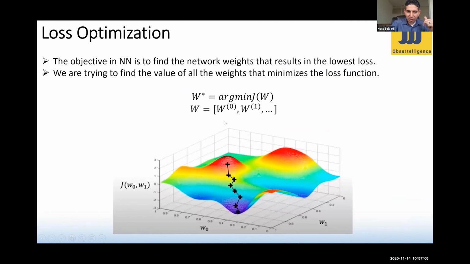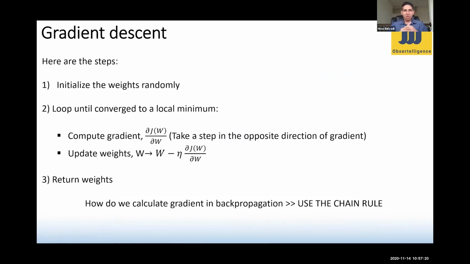So remember this loss, J(W0, W1), is your loss function, okay? And then these are simply your weight 0 and weight 1. So now let's look at the steps in gradient descent. In gradient descent, you initialize the weights randomly. You randomly initialize the weights.